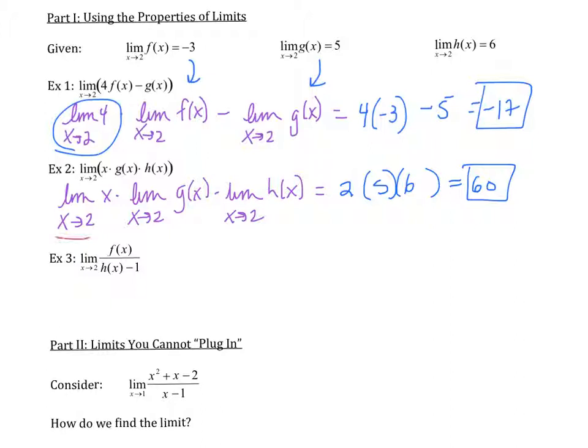Now the first term, the limit of x as x approaches 2, is a linear function, so I can just plug the value of 2 straight in to evaluate, and that is how I get the value of 2. The other two values of 5 and 6 are given to us in the original problem. Multiplying them all together, we get the value of 60 for the given expression.